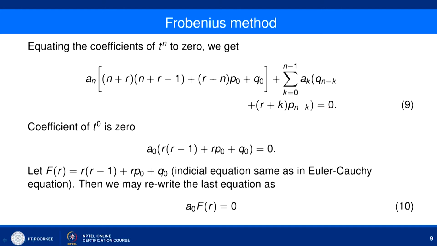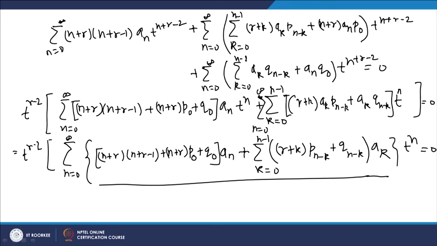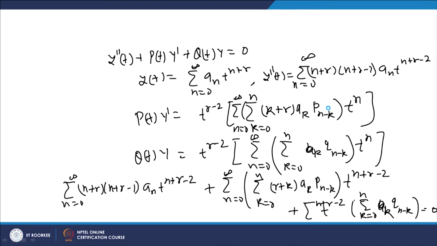And we can work it out like this: here we have already calculated y t, p t y dash, q t y, and we have plugged in all these values, and we have the following thing: n equal to 0 to infinity n plus r minus 1 a n t to the power n plus r minus 2, that is the expression for y double dash t that we have calculated here, plus the expression for p t y dash, that is n equal to 0 to infinity k equal to 0 to n r plus k a k p n minus k t to the power n plus r minus 2.